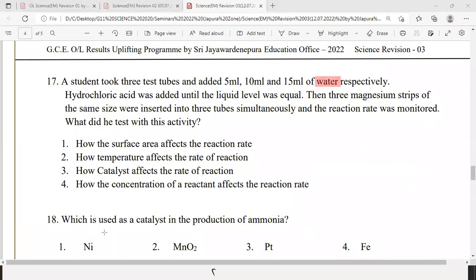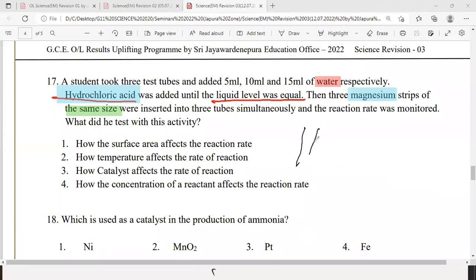Then they top up to equal level using distilled water until the liquid level was equal. What is added? Hydrochloric acid. So you take that, and after that you add in simultaneously a magnesium strip. So what is the reaction that goes here? Magnesium reacts with what? Hydrochloric acid. Magnesium same size, same surface area, added simultaneously to these 3 tubes. So what actually is the effect of which factor tested here? Any volunteers who can give me the answer for this question?